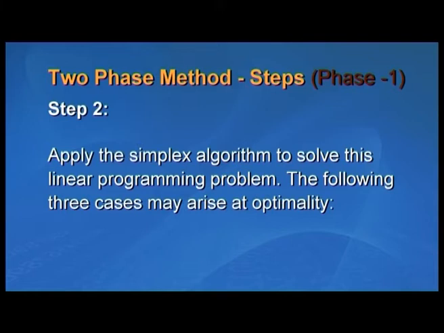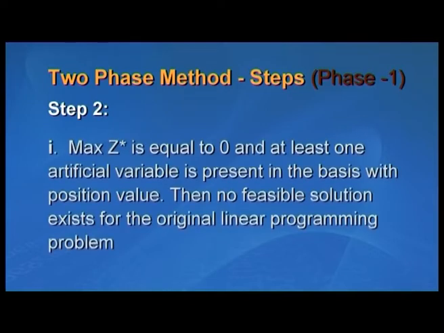The following three cases may arise at optimality. Maximum z* is not equal to 0 and at least one artificial variable is present in the basis with positive value. Then no feasible solution exists for the original linear programming problem.